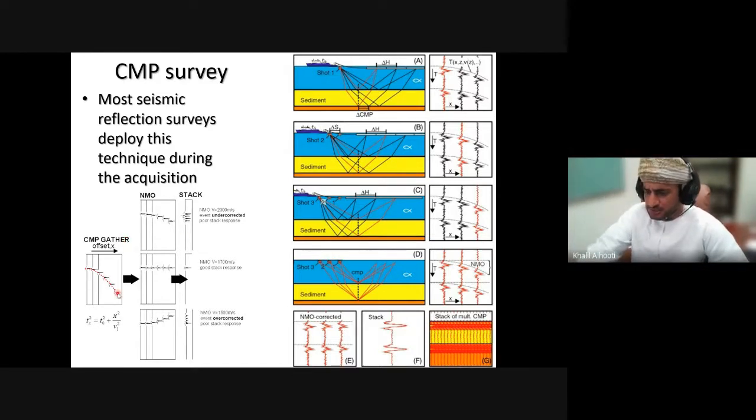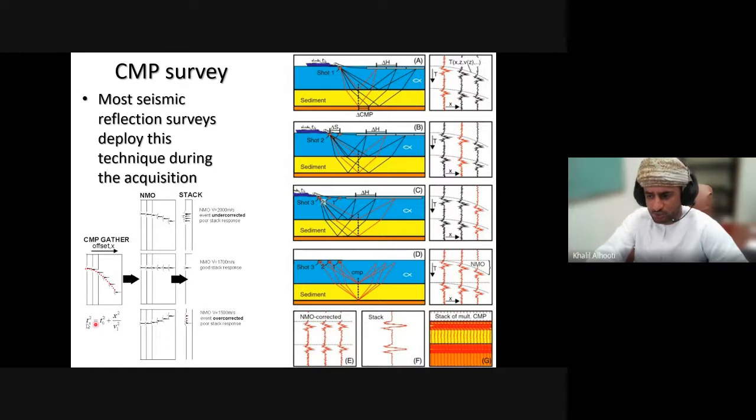So what I do, I pick the right velocities. If my velocity is larger than the correct velocity, I will get what I call that kind of flattening. I undercorrect. If my velocity is larger than the true velocity, I undercorrect. If my velocity is lower than the true velocity, I overcorrect.